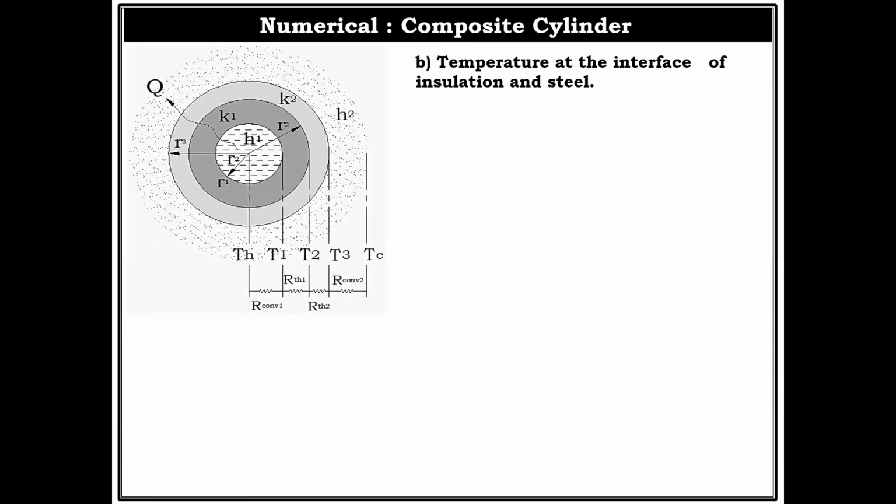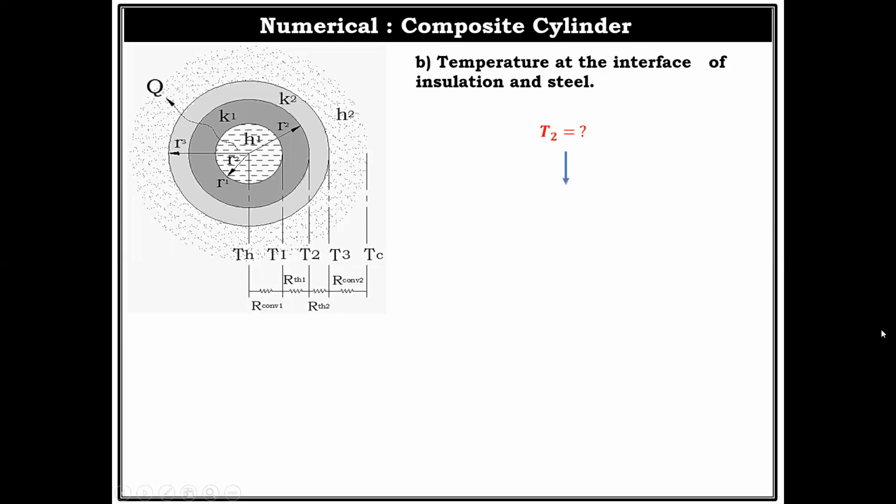Now the second part, that is the temperature at the interface of insulation and steel. So friends, always remember, for any numerical, always draw a schematic because it gives a better understanding. From our schematic diagram, as per the requirement, the temperature at the interface of insulation and steel means we have to find the value of T2.